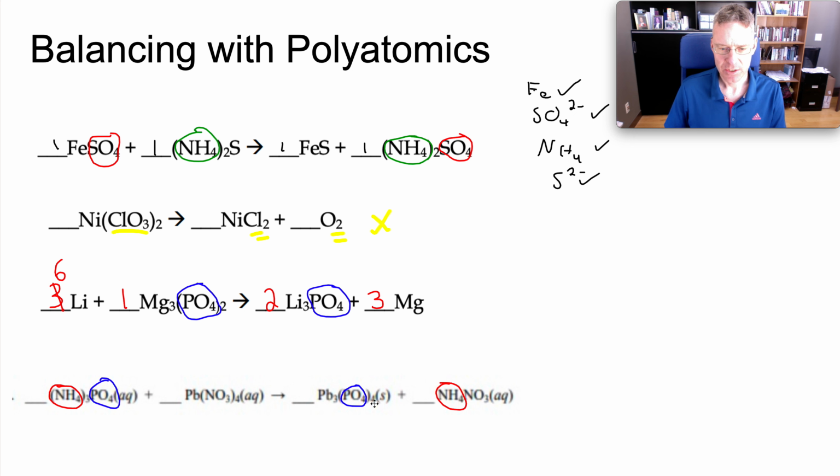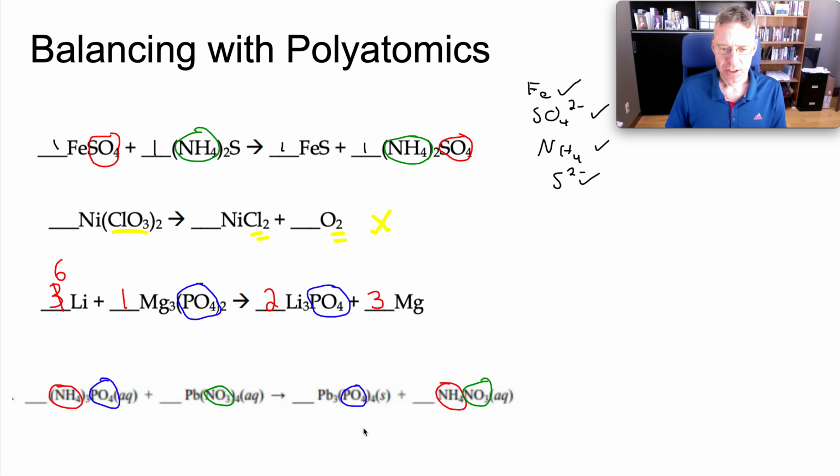Okay, I need to be careful not to circle the numbers outside the brackets. 1 more polyatomic ion. We have nitrate. There are 4 nitrates. So we're going to have 4 green circles. And on this side, no brackets. So there's just 1 nitrate. Okay. And now we can go ahead and start balancing. The lead, I'm not going to circle because that's just a monoatomic ion.